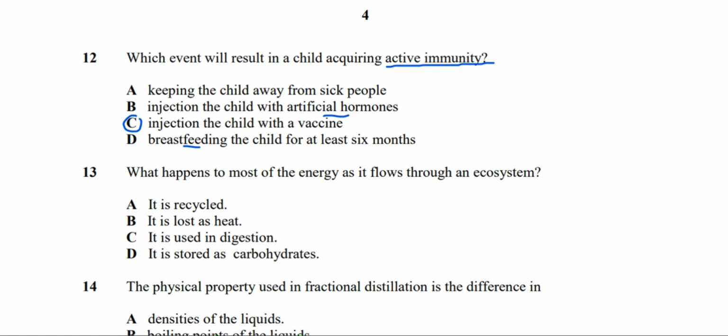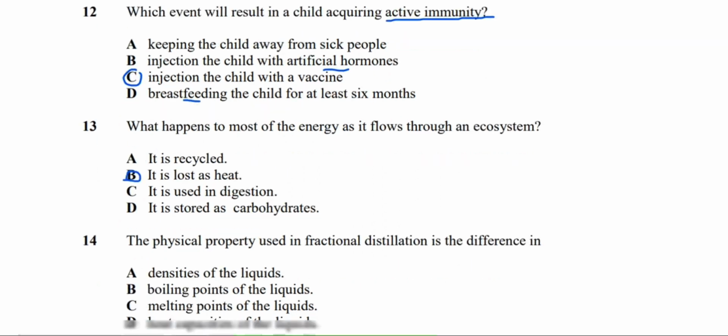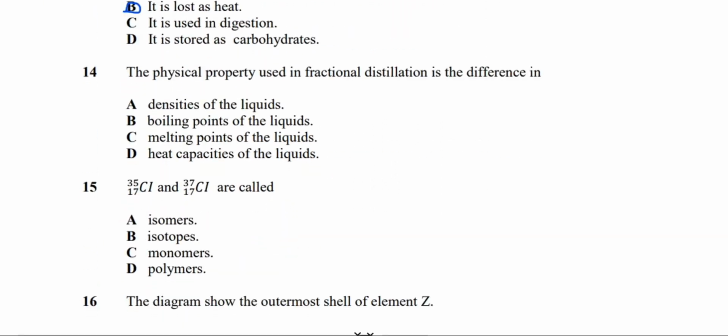What happens to most of the energy as it flows through an ecosystem? So this energy is lost as heat, all right? Because when energy is being passed from one organism to another, not all of it is going to be useful in the next organism. So much of it is just lost as heat.